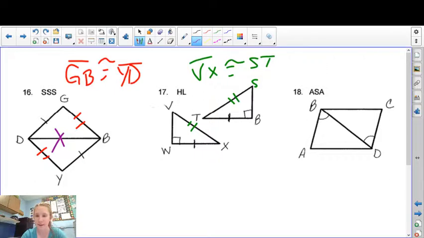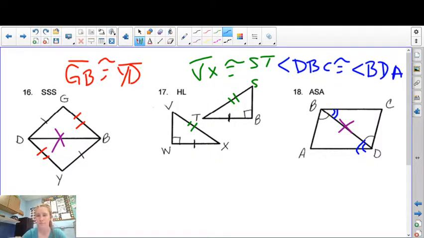I need ASA again. I have my side here, so I need another angle. So it has to be this one, and it has to be this one. So angle DBC is congruent to angle BDA.